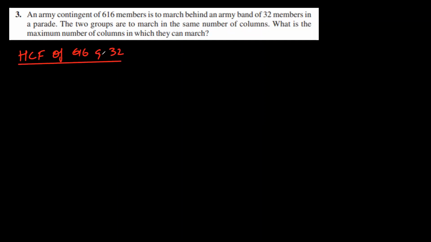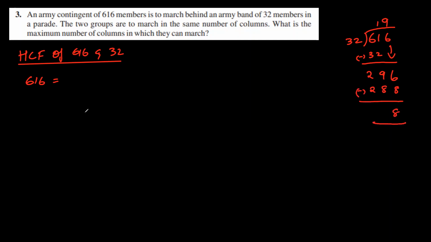Now the greatest number is 616, that will be the dividend, and 32 the divisor. So 616 equals, when we divide it by 32, 32 ones are 32. When we subtract, it will be 29, and the next is 96. 9 times 32 is 288. When we subtract, the answer will be 8. Till you get remainder 0, we have to proceed. The quotient is 19, the divisor is 32, remainder is 8.